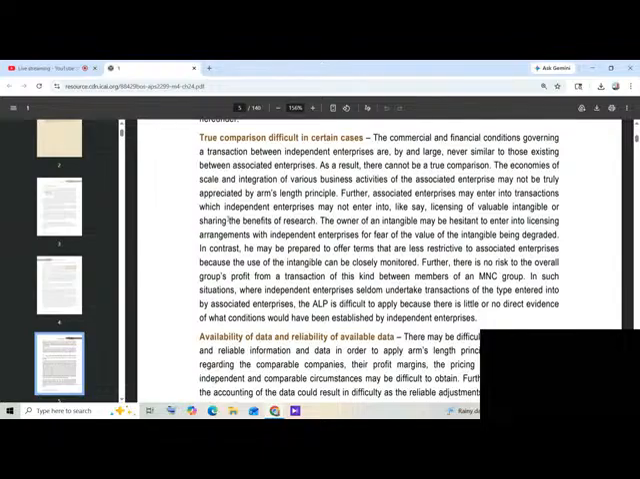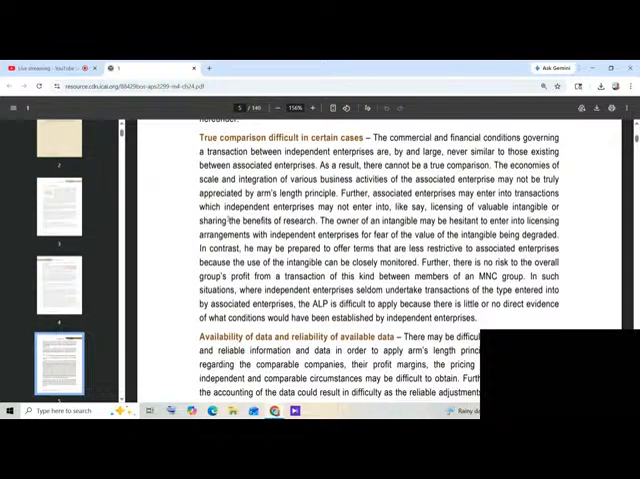The economies of scale and integration of various business activities of the associated enterprises may not be truly appreciated by the arm's length principle. Further, associated enterprises may enter into transactions which independent enterprises may not enter into, like, say, licensing of valuable intangibles or sharing the benefits of research. The owner of an intangible may be hesitant to enter into licensing arrangements with independent enterprises for fear of the value of the intangible being degraded.